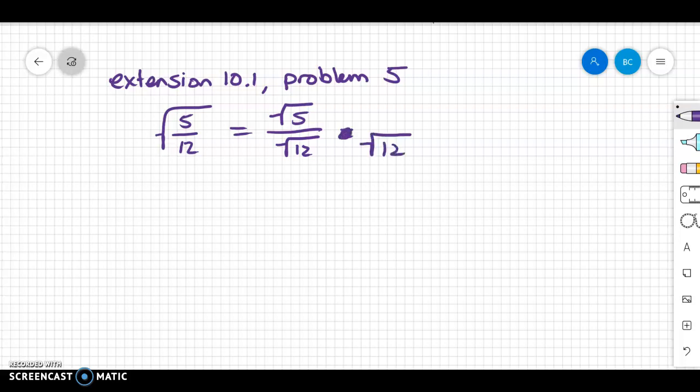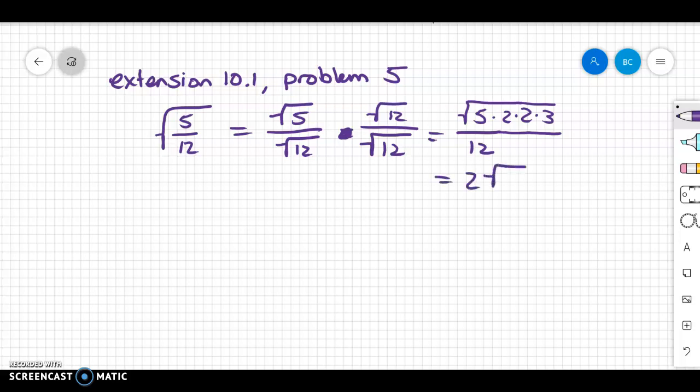So I'm going to multiply both the top and the bottom by the square root of 12. That's going to give me 12 on the bottom and the square root of 60 on the top. When I do the square root of 60, I know that that's going to be 5 times 2 times 2 times 3. So there's the 5, and then I'm multiplying it times 12. And I know then that I need to simplify. I need to take the square root of that 4. So this is going to be 2 times the square root of 15 all over 12.